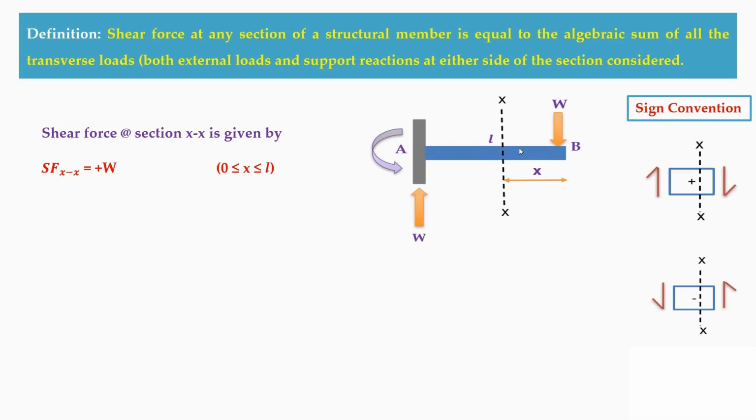There is no other load in this beam. Therefore, one section is sufficient. Therefore, at X equal to 0 you have W, and at X equal to L you also have W. So both are positive only, both are on the same side. So it is a positive shear force diagram.